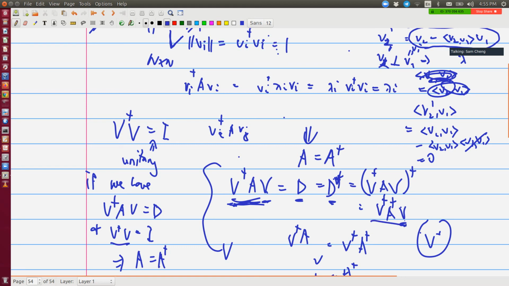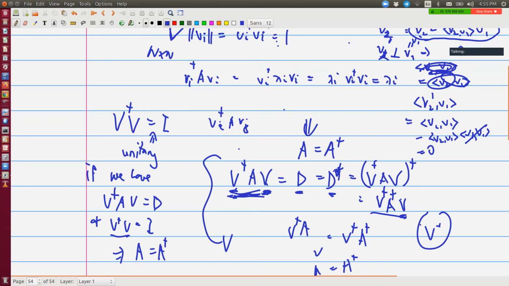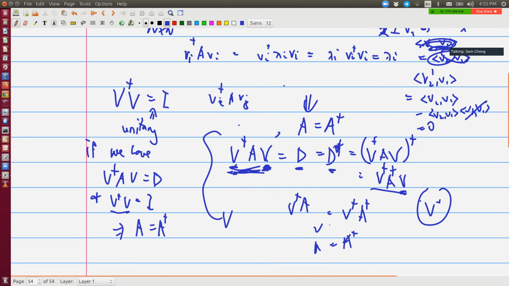But these are unitary, right? So V multiplied by V Hermitian is equal to identity, and V Hermitian V as well. So I can multiply V Hermitian on the right hand side, then this will get cancelled. I can also multiply V on the left hand side, then V Hermitian will get cancelled. So eventually I will have A equal to A Hermitian. So that's the conclusion.